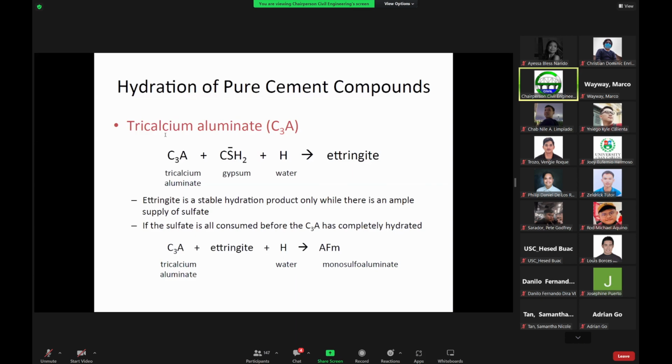Next compound is your tricalcium aluminate, your C3A. So the hydration of your C3A is more complex compared to your calcium silicates. So the reaction will involve sulfate ions that are supplied by the dissolution of your gypsum. So when water is added and your gypsum is dissolved, this gypsum releases sulfate ions. So those sulfate ions will react with your C3A. So the primary initial reaction of this C3A will produce what we call ettringite. So ettringite is one of your hydration products.